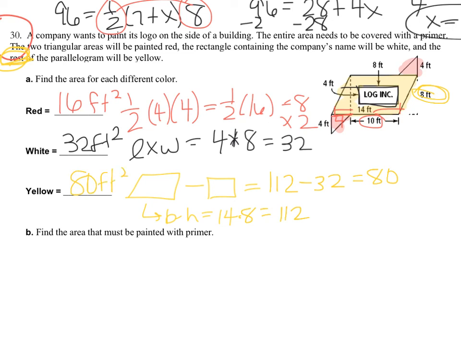Then the last question was, if all of it's getting primed before you start painting it, how much primer you would need. You can actually just add up those answers from part A, and that gives you how much you need to prime it. You could also, if you wanted to, add the triangle plus the original parallelogram amount. You get the same number there, but you need to make sure you're adding only each part one time. So that's how you get 128 feet squared.